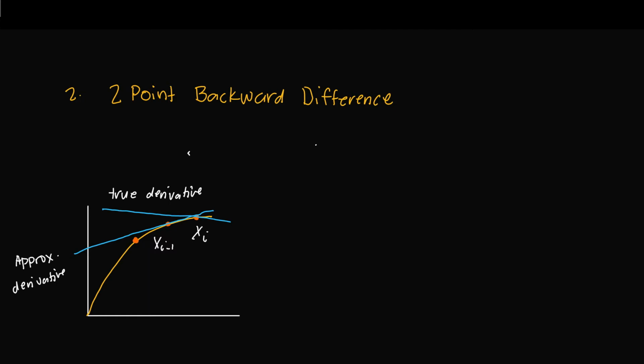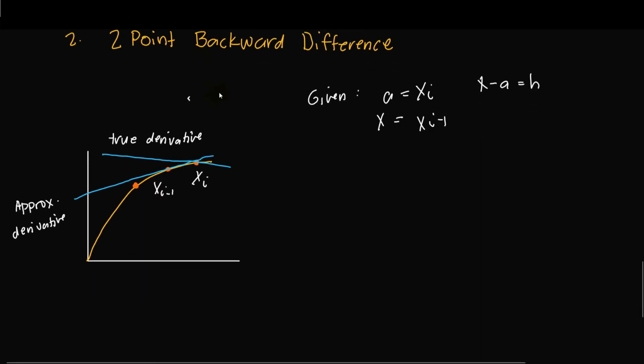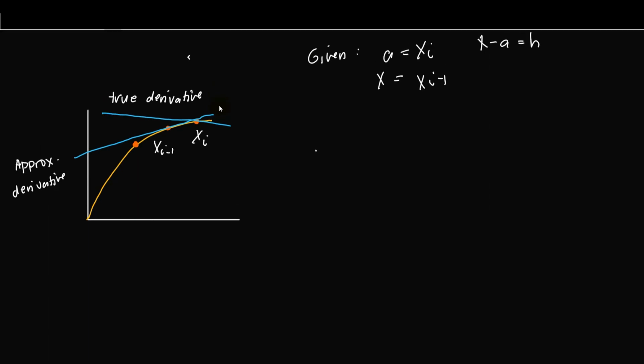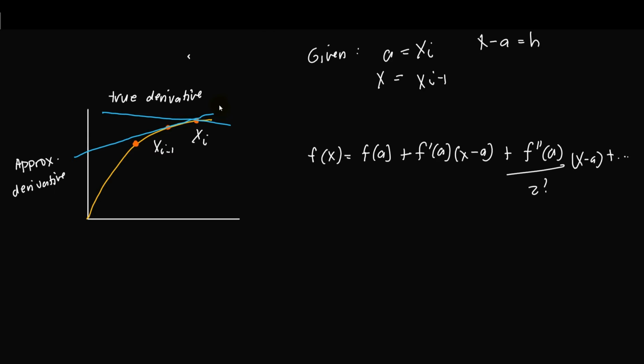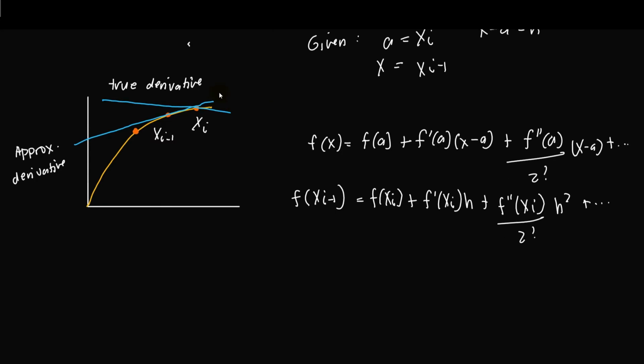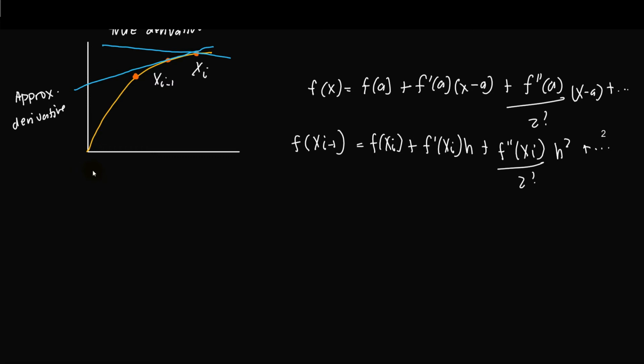So let's put the given right here. For a, we have x sub i. For x, we have x sub i minus 1. And the value for x minus a is just the same, the variable h. So again, using the formula for the Taylor series expansion, you have f of x is equal to f of a plus f prime of a times x minus a. Now substituting the variables, for x we have x sub i minus 1 is equal to this one times h plus h squared. So isolating the value for f prime of x sub i, we have it here.